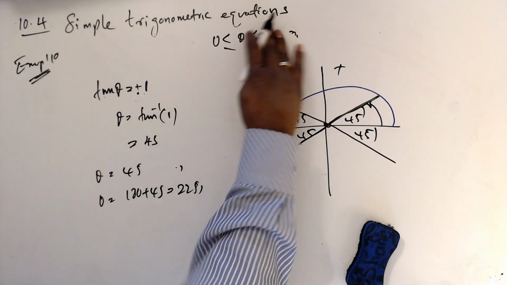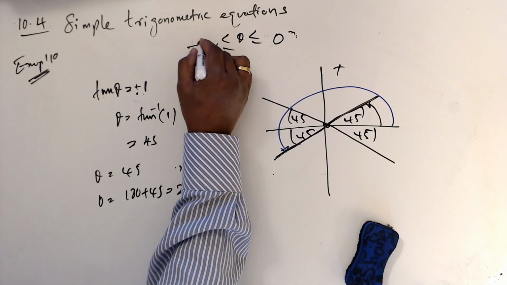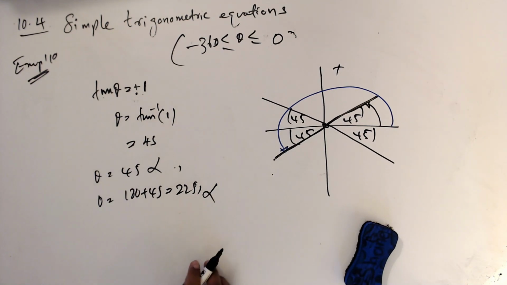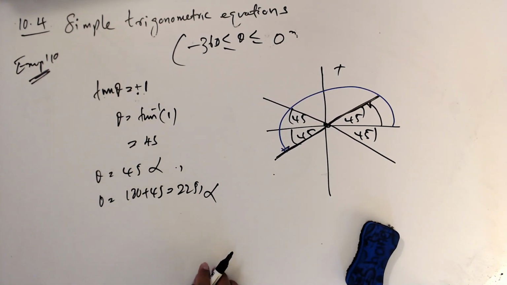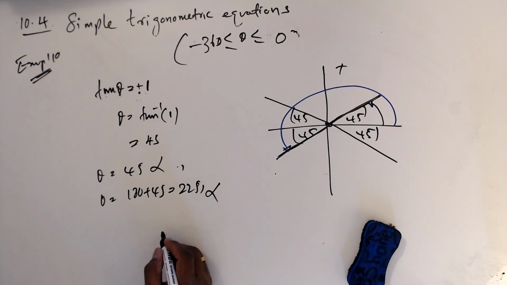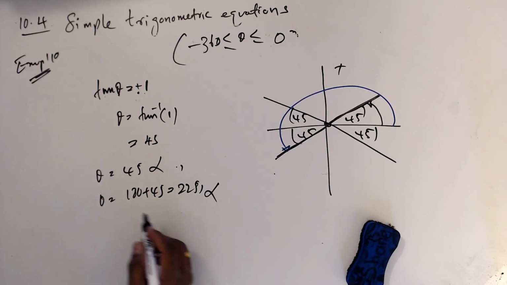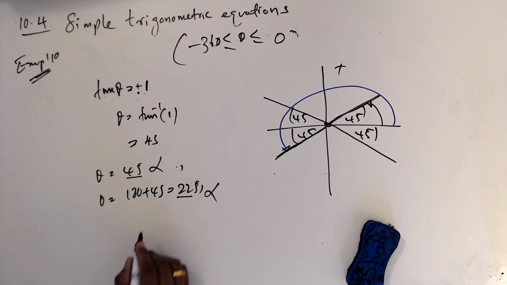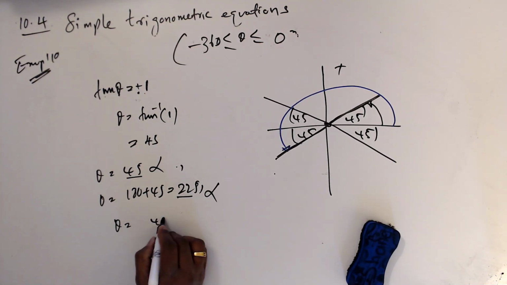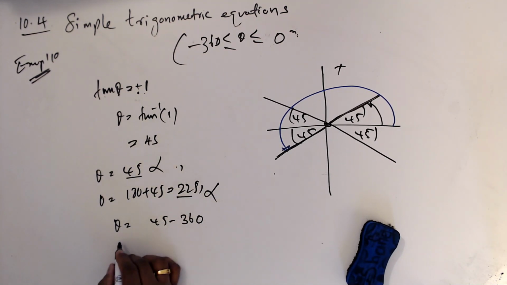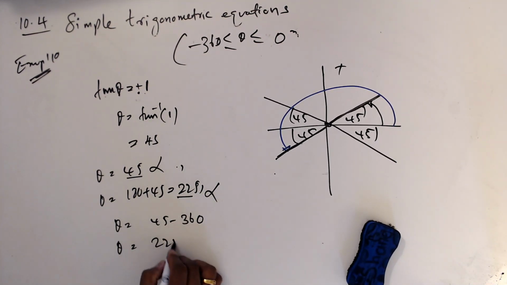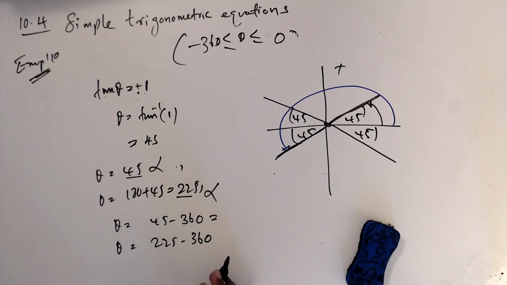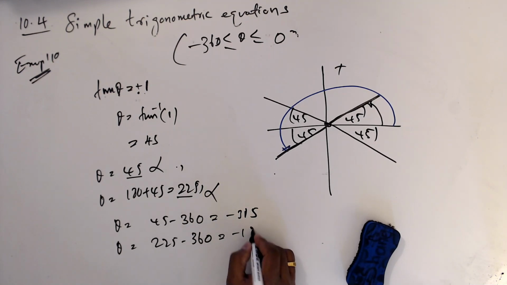If I got this as 0 and this as minus 360, then these answers are wrong. Both answers are wrong. So what we can do, we'll start from here and we'll go back. So theta is 45 minus 360. Another one is 225 minus 360. So what is the answer? Minus 135.